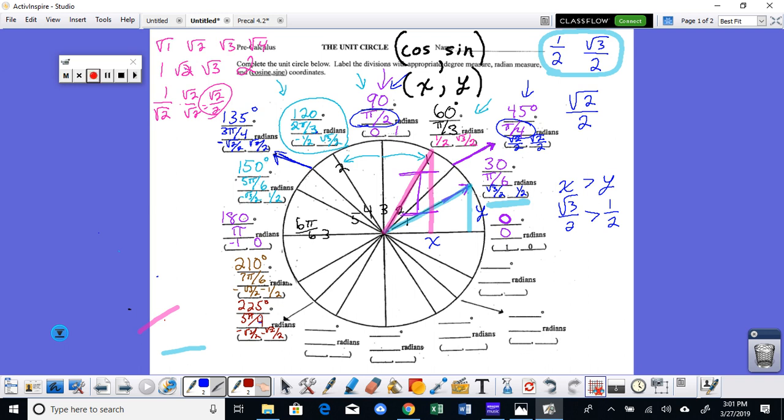What's the next one? How many degrees? 240. What's my radians? 4 pi over 3. Good. What's my ordered pair? Negative 1/2, negative square root of 3 over 2. Yes, ma'am. 5 pi over 4.